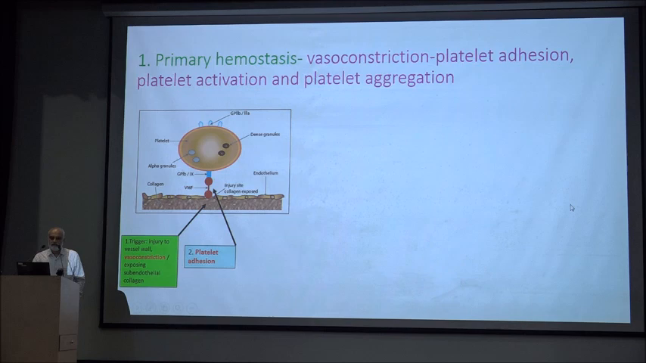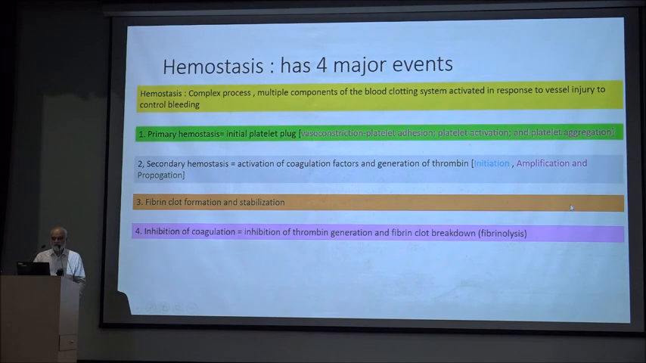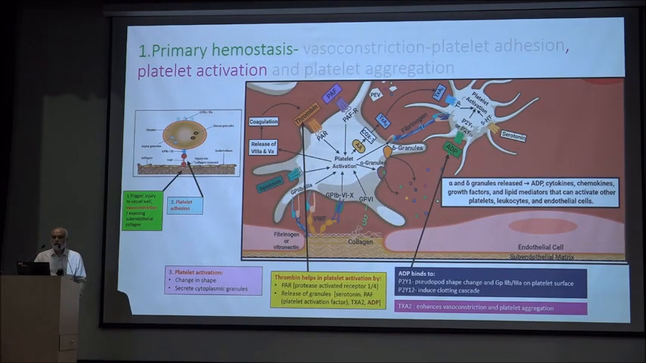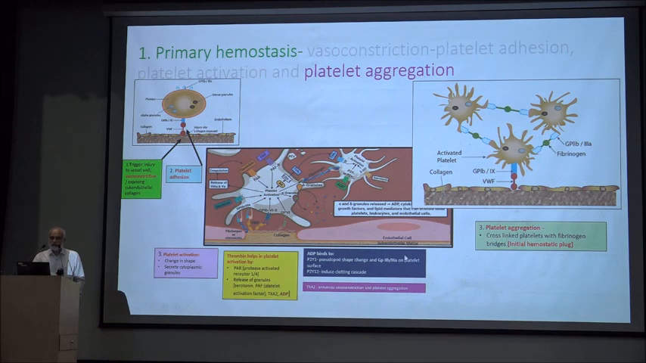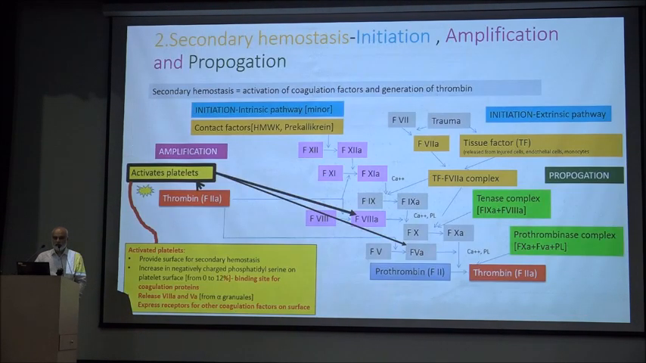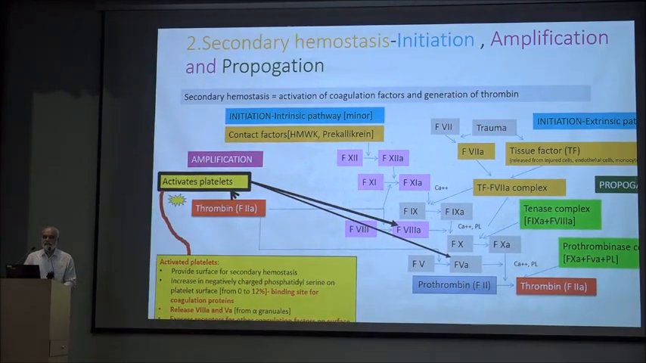Now next is platelet aggregation. So after activation, what happens? Platelets aggregate with each other by cross-linking with fibrinogen and glycoprotein 2b/3a receptors. So adhesion, then activation, and then aggregation. These are the three steps of primary hemostasis. Then secondary hemostasis, again three steps: initiation, amplification and propagation.